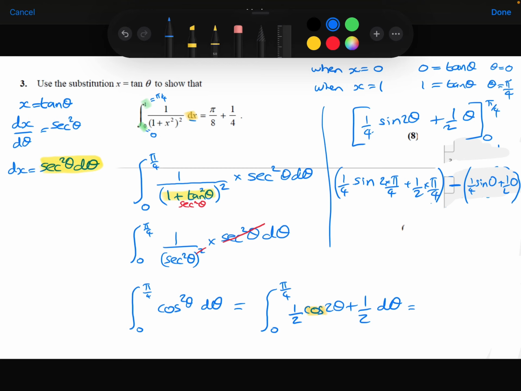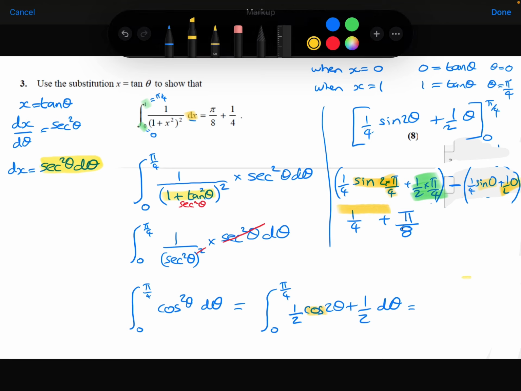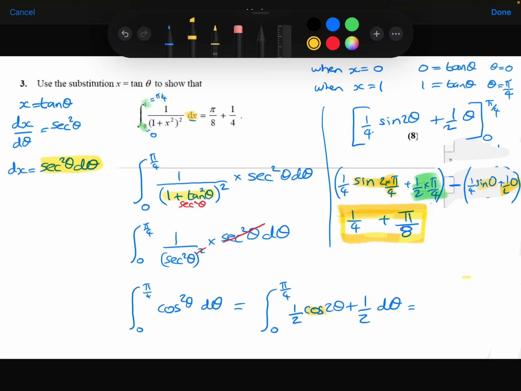So let's go through this then. Now 2 times pi/4 is pi/2. Sine pi/2 is 1. Times by the quarter is 1/4. Then we have the half of pi/4, which is pi/8. And everything in that second bracket, sine 0 is 0. The 0 there is obviously 0. So therefore this is our final answer. And you can see that does match up with what we needed to show.